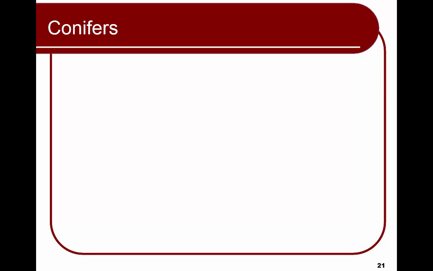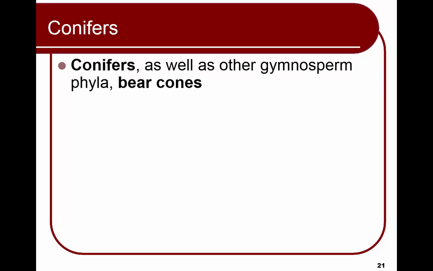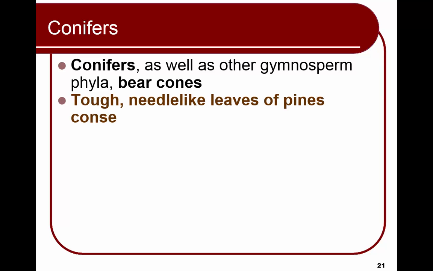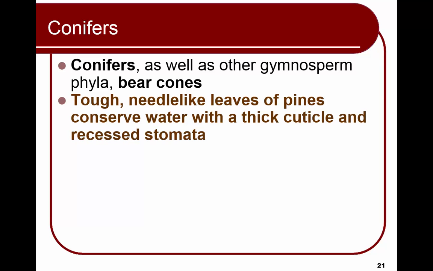Now, looking at our conifers, as well as other gymnosperms, they bear cones. They have tough needle-like leaves, and that helps them conserve water, and they have a thick cuticle and recessed stomata. So the openings on the underside of the leaf are recessed in there, and that lets the water and the carbon dioxide and oxygen move through, and then they have that cuticle to conserve the water.